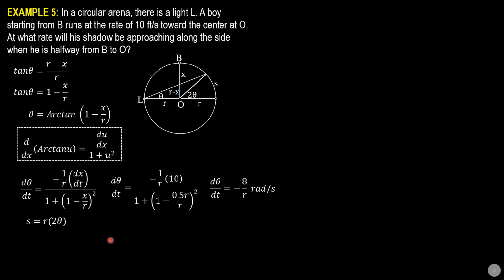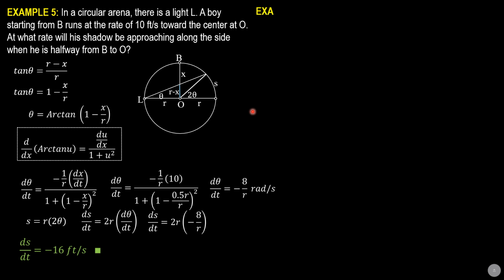Since s equals r times central angle 2 theta, and 2r is constant here, differentiating, ds/dt is equal to 2r times d theta/dt. Since we have found d theta/dt, which is negative 8 over r radians per second, substitute, then we have ds/dt equals negative 16 feet per second, showing that s really is decreasing as the boy approaches the center. The shadow would be approaching here, so that rate of change of s is negative 16 feet per second.